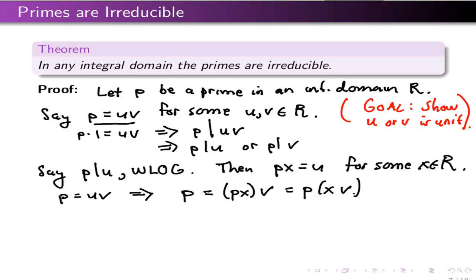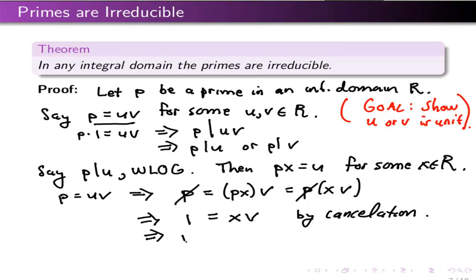Okay, what can I do at this point? Well, we're in an integral domain, and so we have a cancellation law. So I can cancel the P's, and we get 1 equals xv by cancellation. And that tells me that both x and v are units. So in particular, v is a unit. QED, that's what we were aiming for.